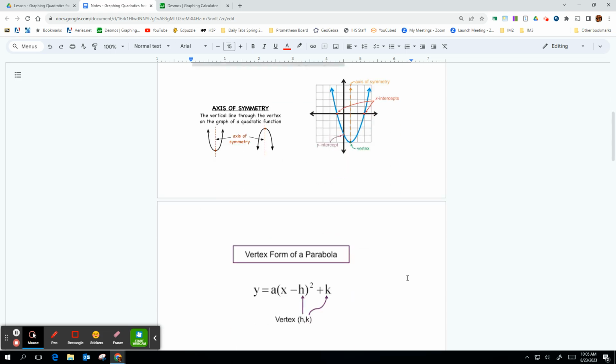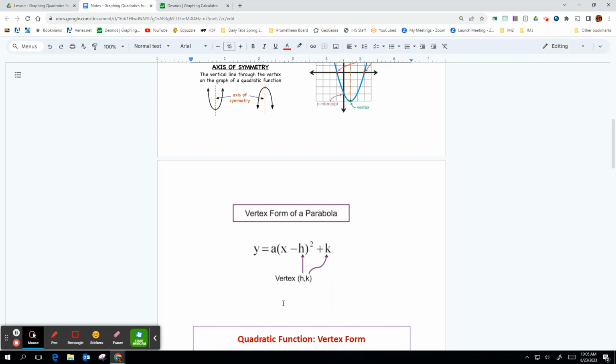So vertex form is right here, when it's in this style. The A is going to affect the graph. It could affect if it opens up or down. It could affect where it is. The H and K are definitely going to affect where it is because the H and K is where the vertex is. So we'll see that in just a second.